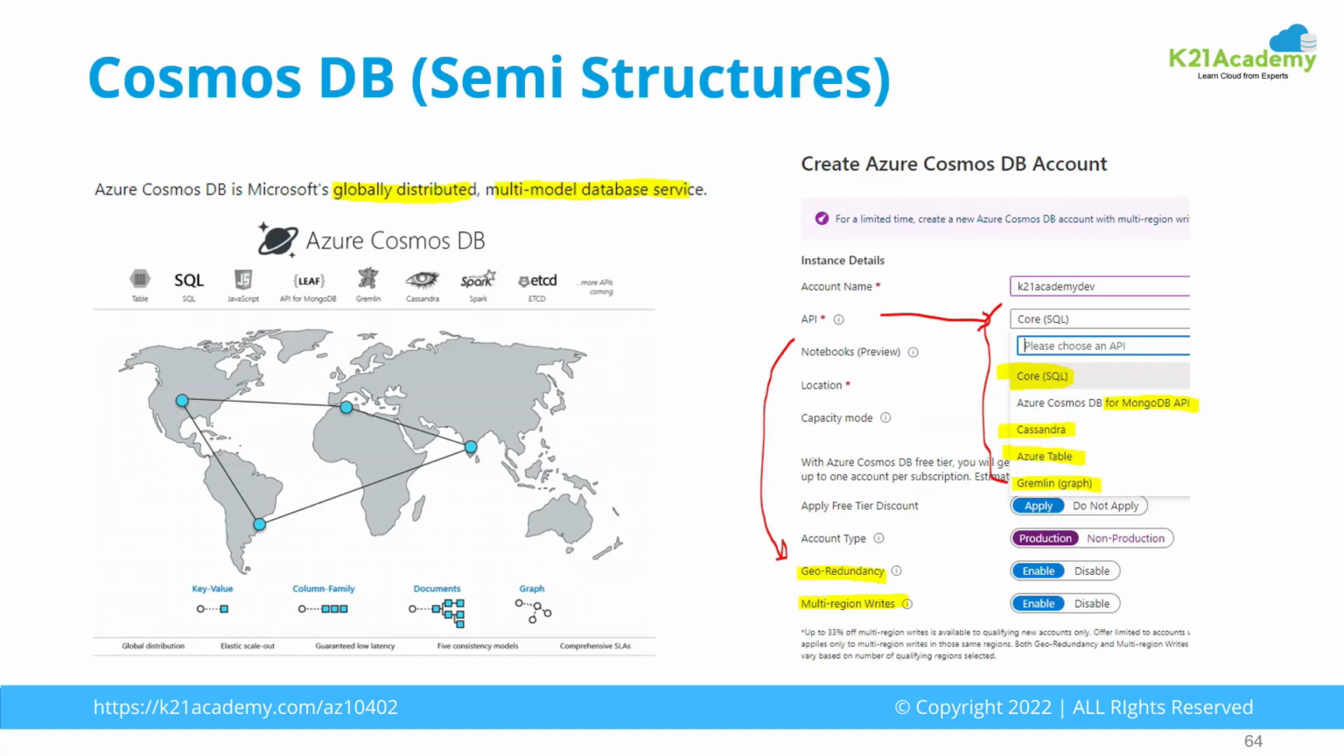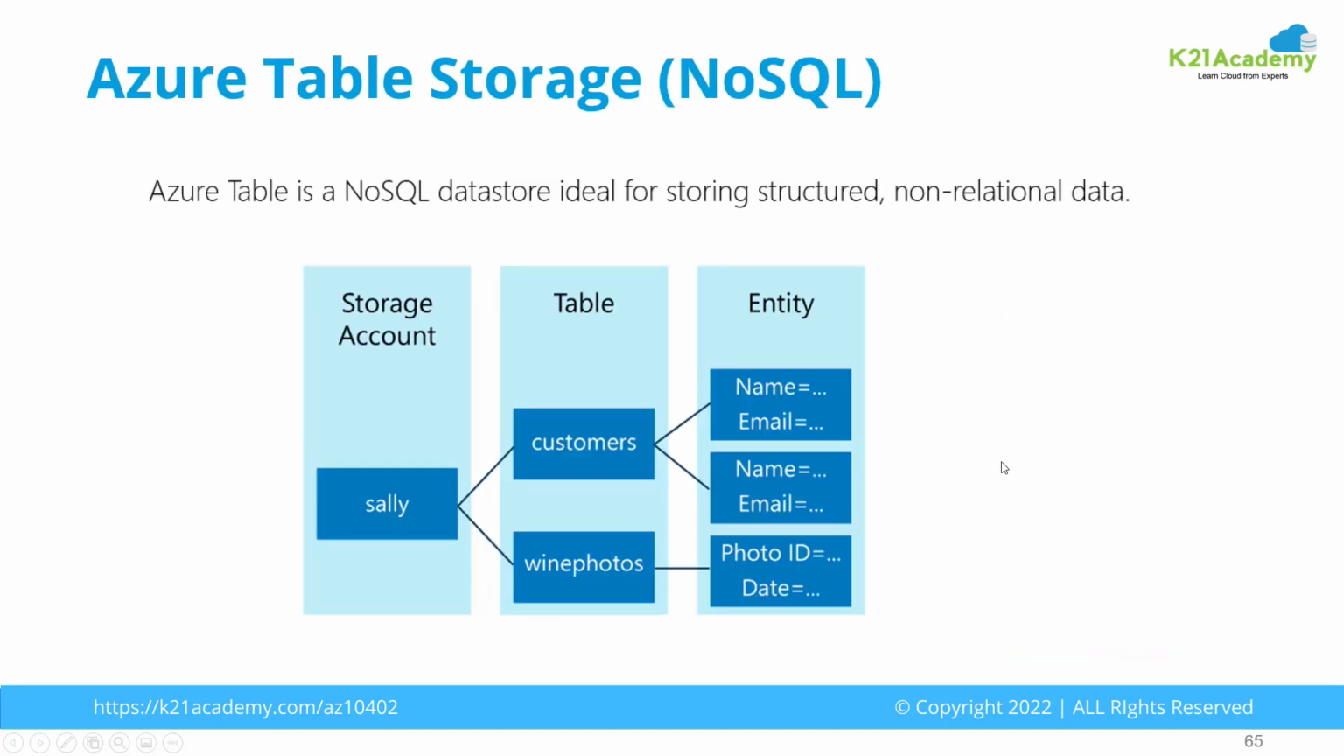Then you have semi-structured data, where you have Cosmos DB, which is a globally distributed multi-model database service, which gives you an option to access it over the normal SQL API or MongoDB or Cassandra or Azure Tables or Graph. You have all these options available with Cosmos DB.